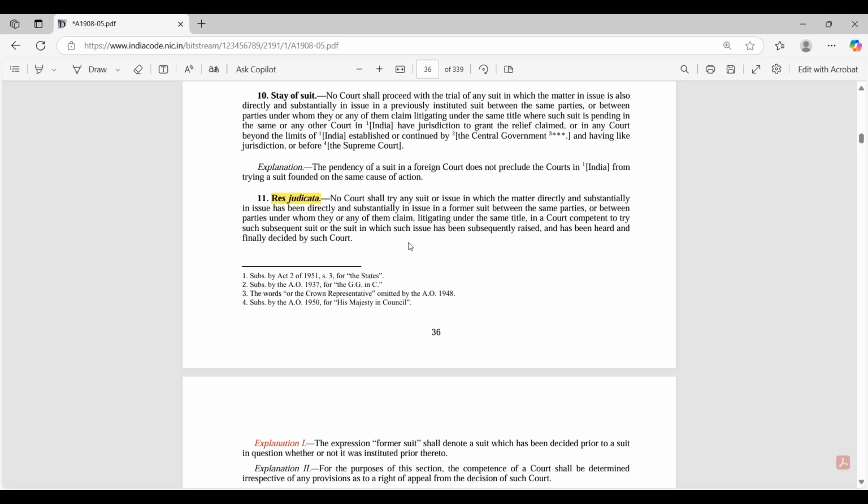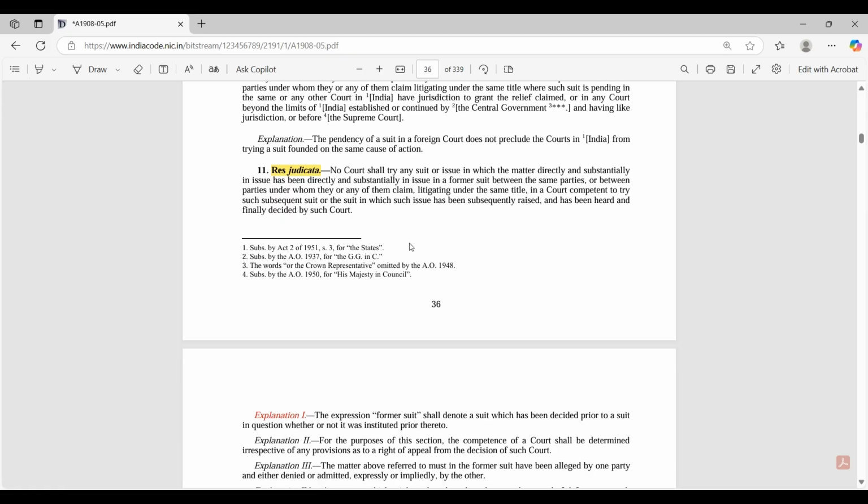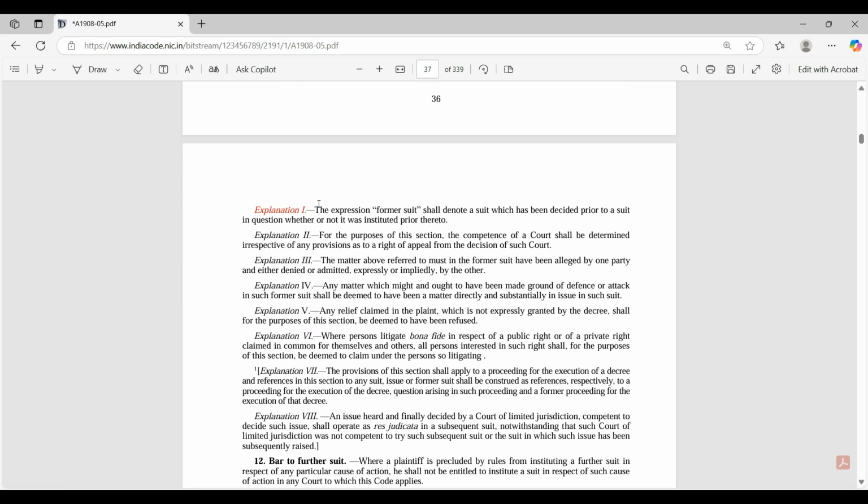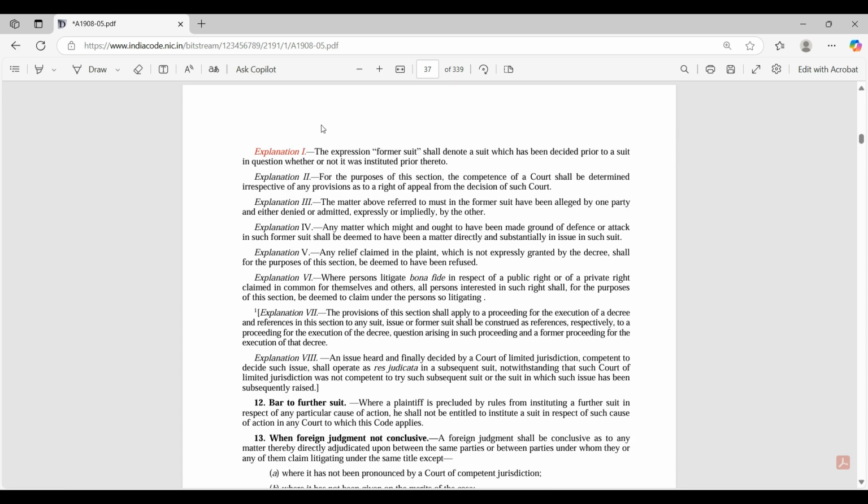that first you solve the first case, don't jump into another suit. Then we do have explanation 1, explanation 2, explanation 3, 4, 5, 6, 7, and 8. So, starting with the first, the expression former suit shall denote a suit which has been decided prior to a suit, whether or not it was instituted prior thereto. To read all these 8 explanations plays a very important role in judicial examinations. You'll get an MCQ where they'll give you 4 options and ask what was written in explanation 5 of section 10. So that's how they frame the questions, right?